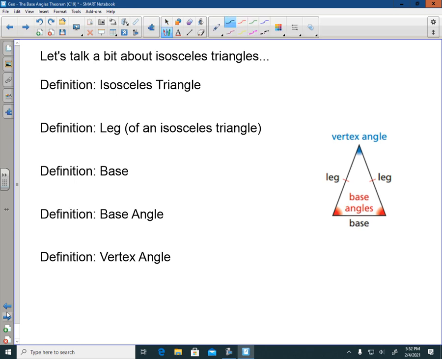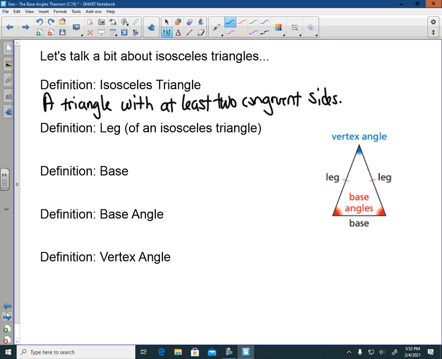Now I'm not going to be super specific and scientific with these, but you'll get the basic idea. An isosceles triangle is what you get when at least two sides of a triangle are congruent to one another. An isosceles triangle is a triangle with at least two congruent sides.